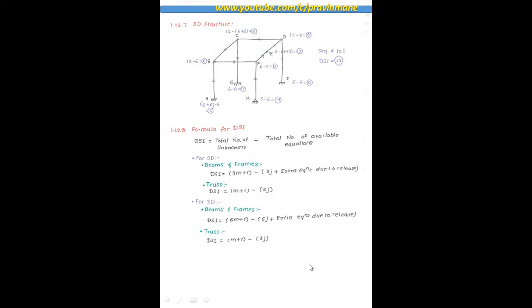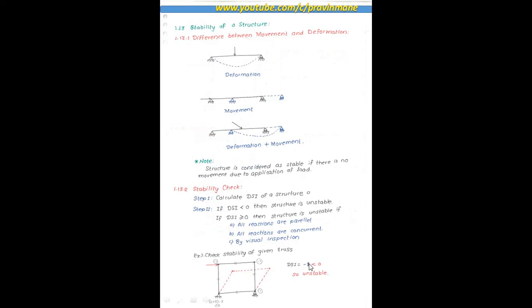Then stability of structure. Difference between movement and deformation. So this will be called deformation, and this will be called movement. If there is a forward motion of any joint, that will be the movement, and if bending is there, that will be called deformation. This is bending due to this force, so that is deformation.